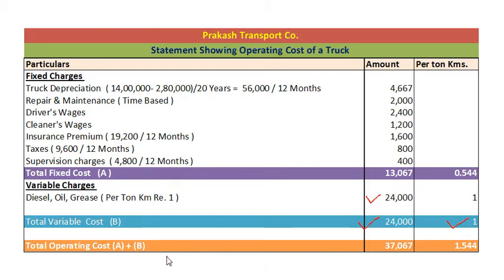And finally we get total operating cost, that is A plus B, fixed charges plus variable charges. Fixed cost plus variable cost, that is 13,067 plus 24,000 is equal to 37,067. And finally 37,067 divided by monthly ton kilometers 24,000 will amount to 1.544. That's all.